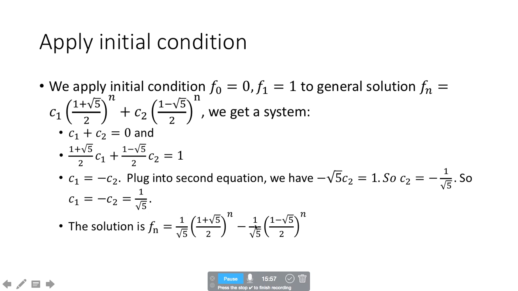Then you plug C1 and C2 back into the general solution. You get the specific solution for this recurrence relation with this initial condition, which is the closed formula for the Fibonacci numbers. You give me an n, and by this formula I can tell you the nth Fibonacci number. Notice n starts from 0. If you are interested, please go ahead and check the first several terms of the Fibonacci sequence. If you have any questions, please email me.